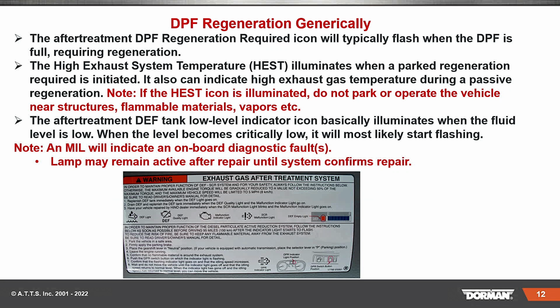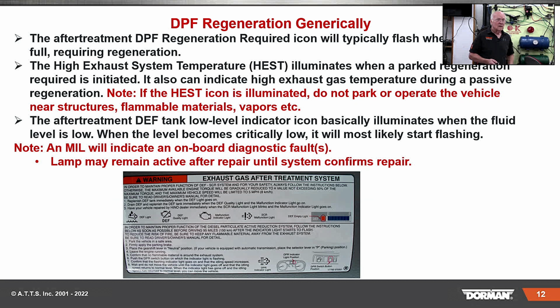The after treatment DEF tank low level indicator icon basically illuminates when the fluid level is low. When the level becomes critically low, it will most likely start flashing. And of course, an MIL will indicate an onboard diagnostic fault. The lamp may remain active after repair until the system confirms the repair. And of course, when do you know somebody let it go to that point, guys? When the vehicle comes in and a driver or the company says what? Anybody? Something's wrong. I seem to be losing my power, right?